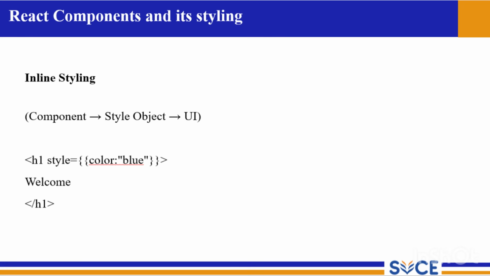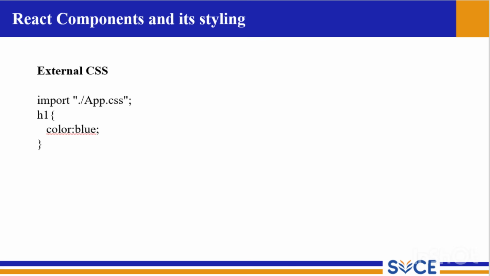Inline styling applies CSS directly within JSX using a JavaScript object. Notice that the style attribute contains double curly braces. The outer braces indicate a JavaScript expression, while the inner braces represent a JavaScript object containing CSS properties. Inline styles are useful when styles need to change dynamically.